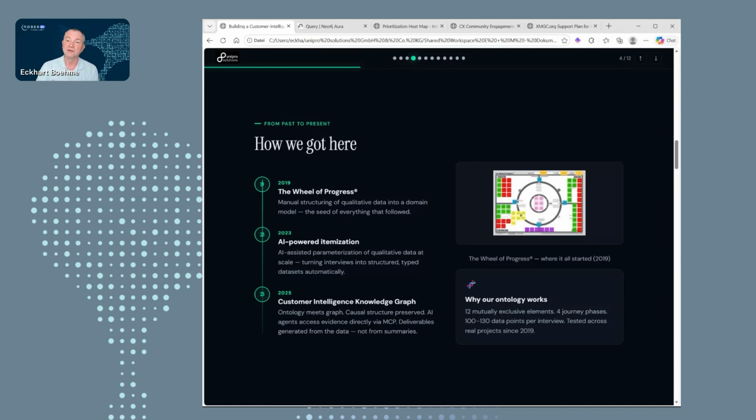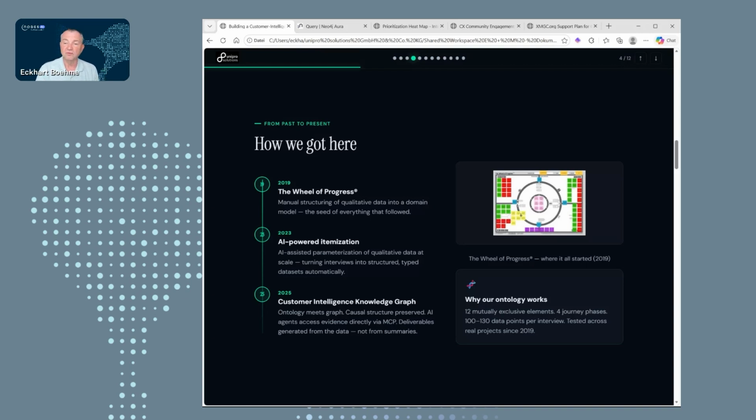And now imagine when we have like dozens or even hundreds of interviews or other sources of qualitative data, this becomes really a huge task. It's almost not doable by human beings.